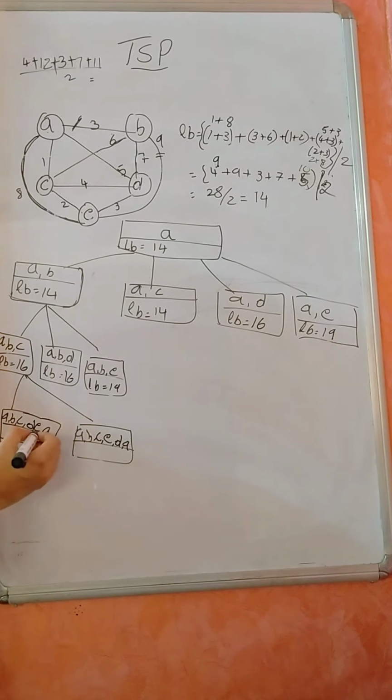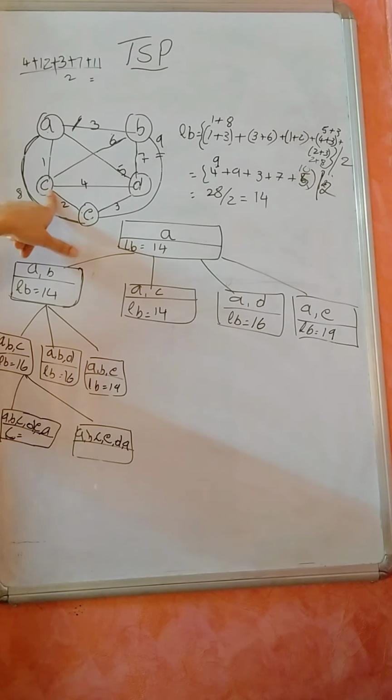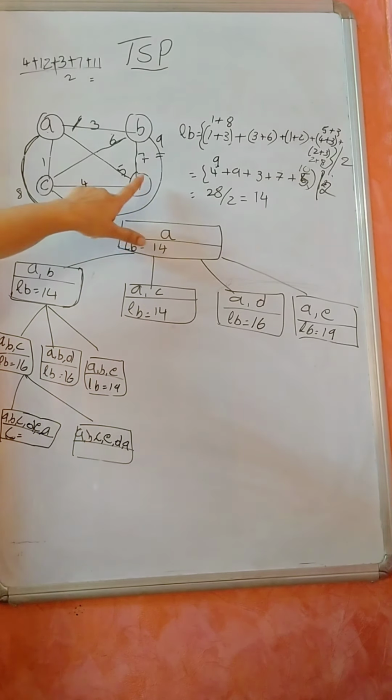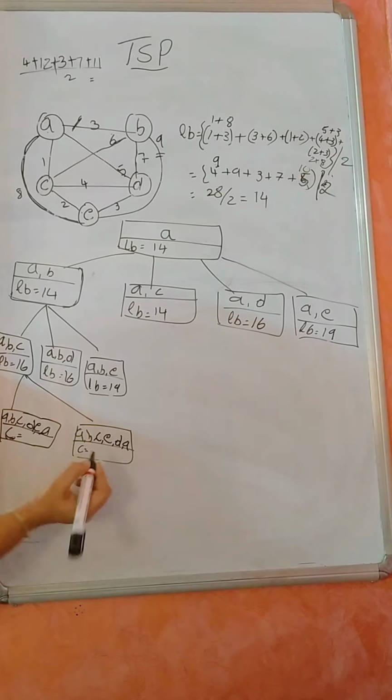So calculate what is the cost you are getting. Not the lower bound. Lower bound computation is over here only. Why? A to B, B to C is fixed. Only 2 more vertices you are having. One option is from C I can move to D, D to E, E to A. Other option is C to E, E to D, and D to A. So both the options I have written. So no need of computing the lower bound. Final cost you can compute.